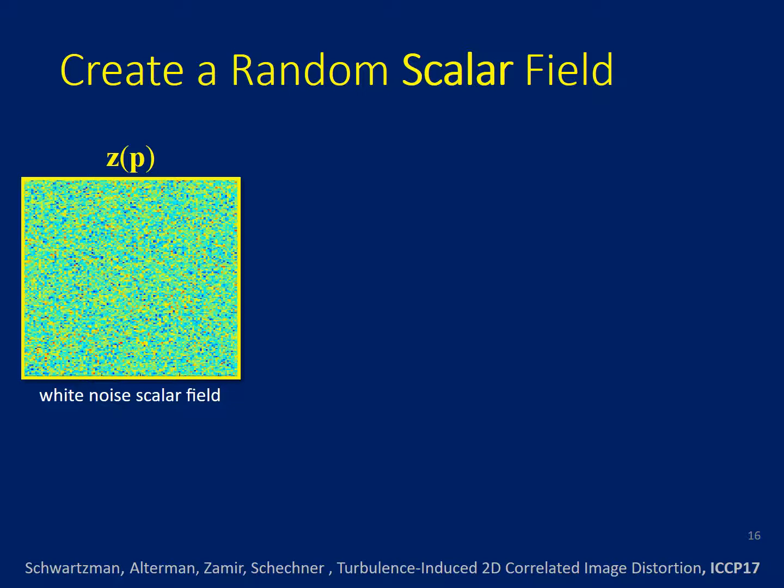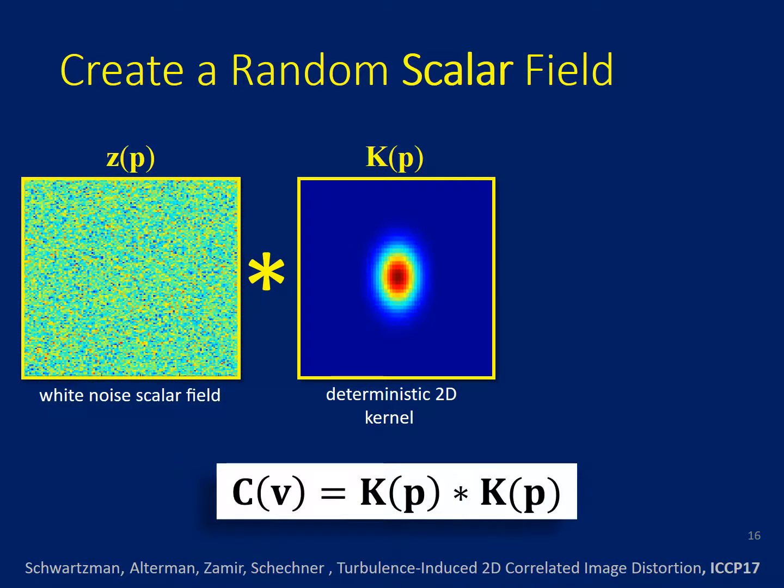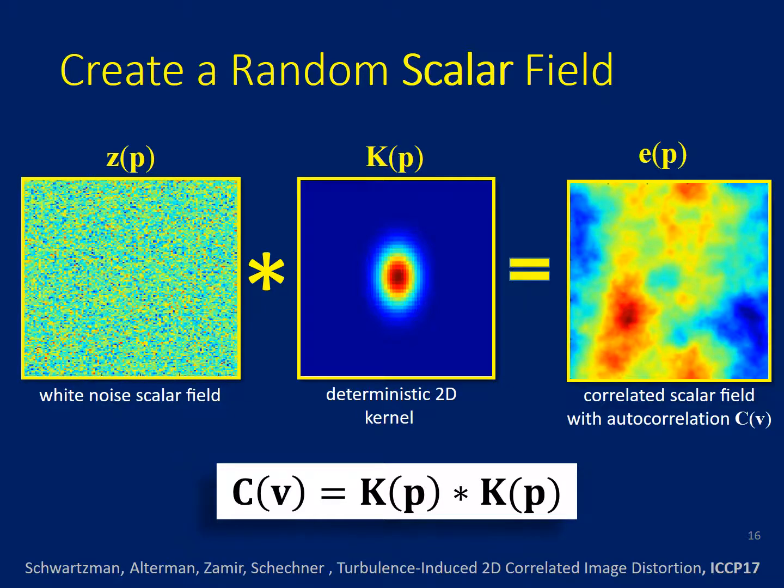Let us first see how to create a random correlated scalar field. Suppose we have 2D white noise. To obtain a correlated scalar field, we need to convolve it with a 2D kernel such as this. This kernel is directly related to the correlation function c, which is a function of the pixel separation v. This is a correlated scalar field.